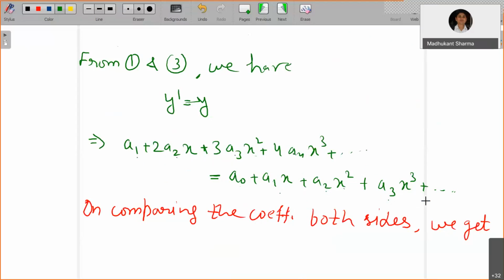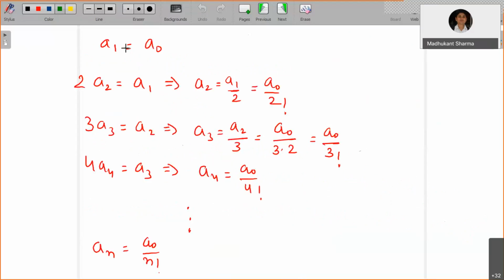So a1 equals a0, that's fine. Now 2a2 equals a1. What does this imply? The coefficient of x: a2 equals a1 by 2. But a1 is a0, so I can represent it as a0 by 2. Similarly, for the coefficient of x square, 3a3 equals a2 implies a3 equals a2 by 3. Now a2 is a naught by 2 factorial, so a3 is a naught by 2 factorial into 3, and that's going to be a naught by 3 factorial.